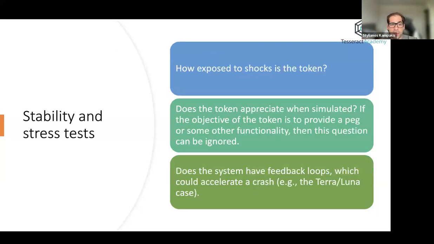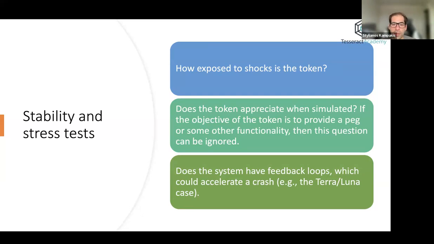So, stability and stress tests. Okay, so this is the next section of an audit. How exposed to shocks is the token? As we saw in some of the earlier cases, some tokens like Terra Luna were very exposed to shocks. Okay, so this is where running a simulation can help a lot with understanding how robust the token is. And does the token appreciate when simulated?